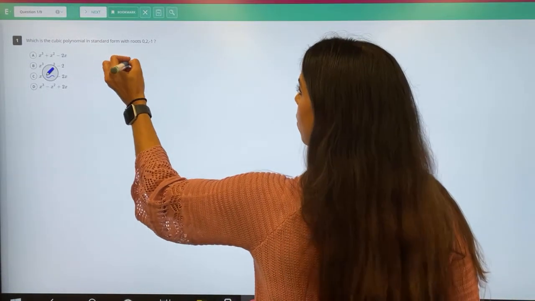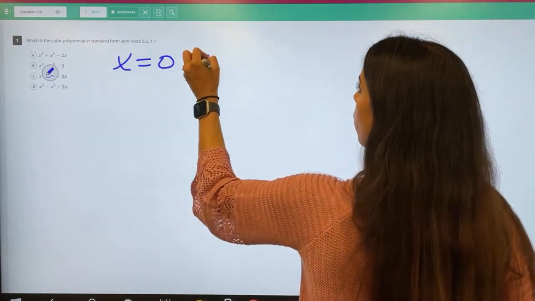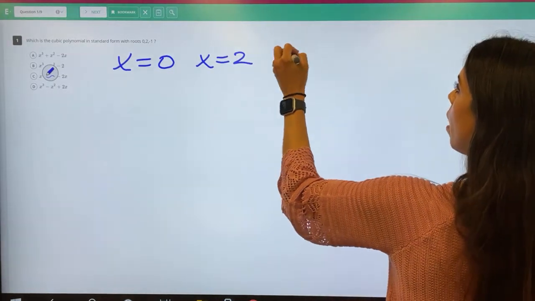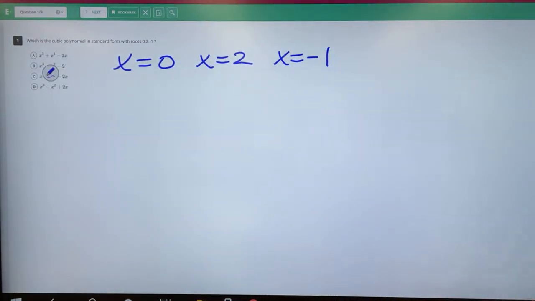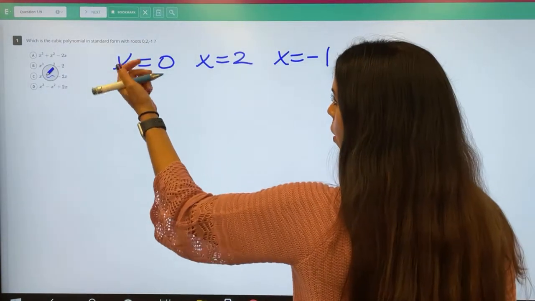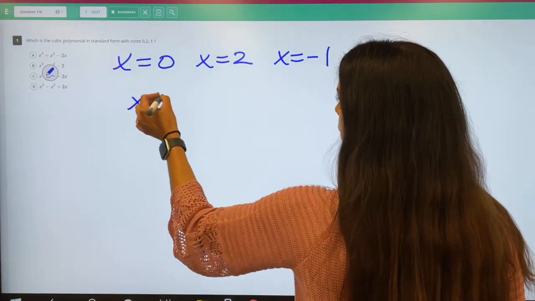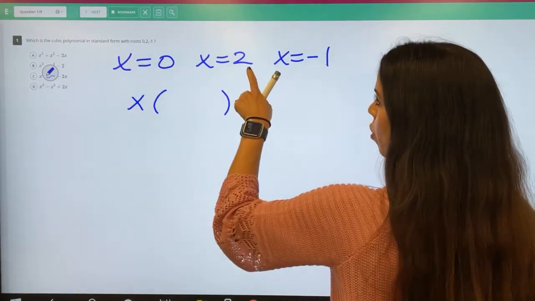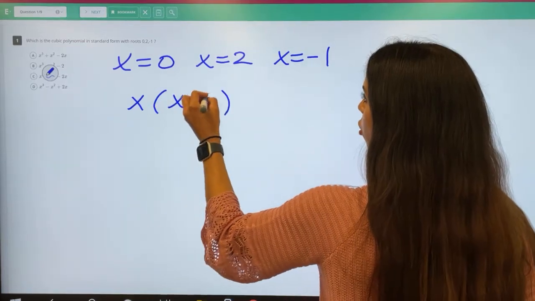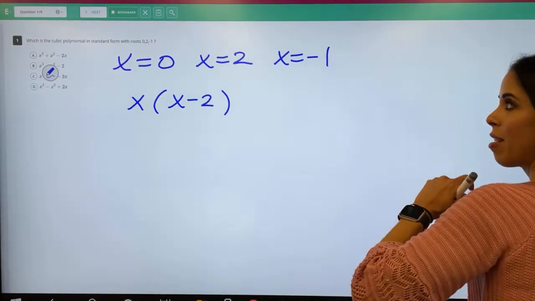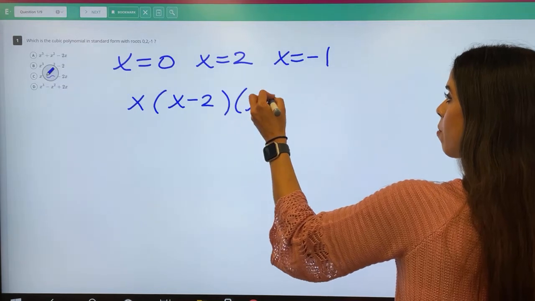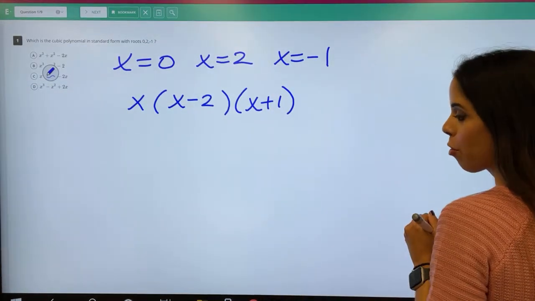That means x equals 0, x equals 2, and x equals -1. So we're starting with the answers and we have to work backwards. A factor of x is just a factor of x. Before it was x equals 2, that means it was x minus 2 equals 0. Before it was x equals -1, it was x plus 1 equals 0. So those are my factors.